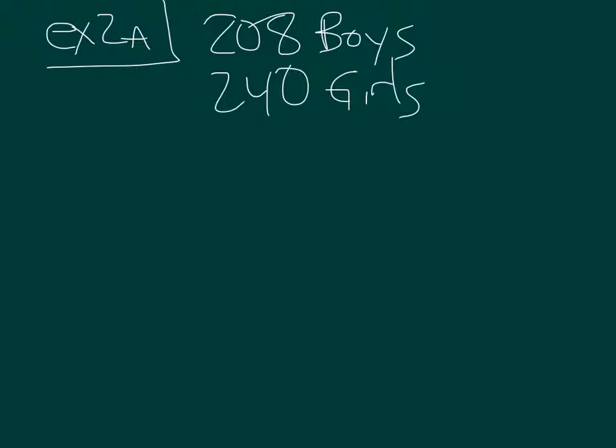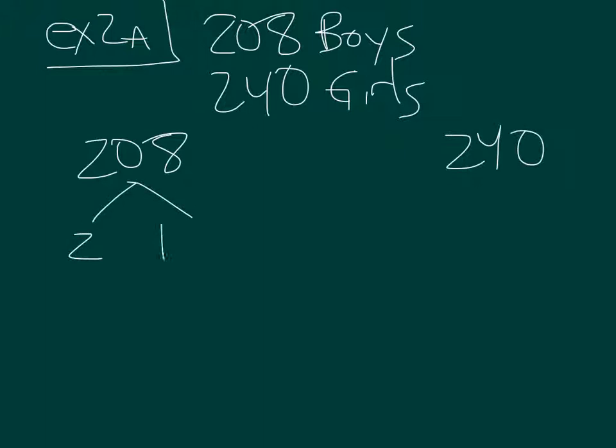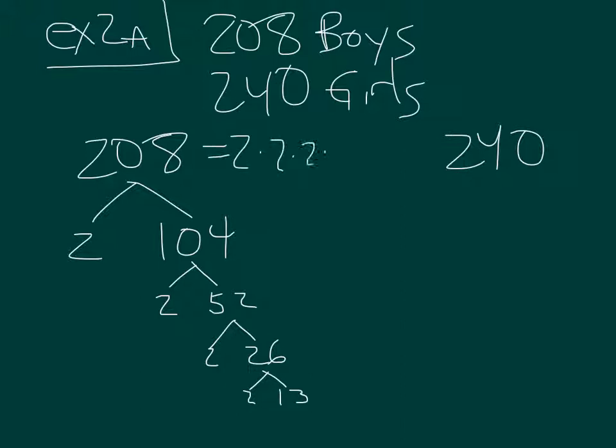So you can do this a couple ways. Factoring might be the best to do this one. 208, I know that 2 and 104 both go into that. This one would be 2 and 52. This would be 2 and 26, and then this would be 2 and 13. So this one is 2 times 2 times 2 times 2 times 13.